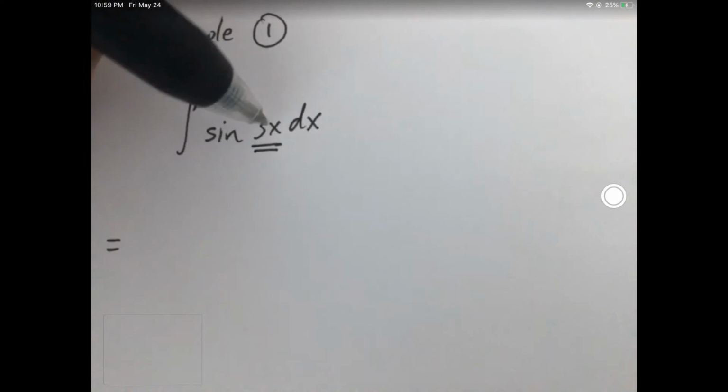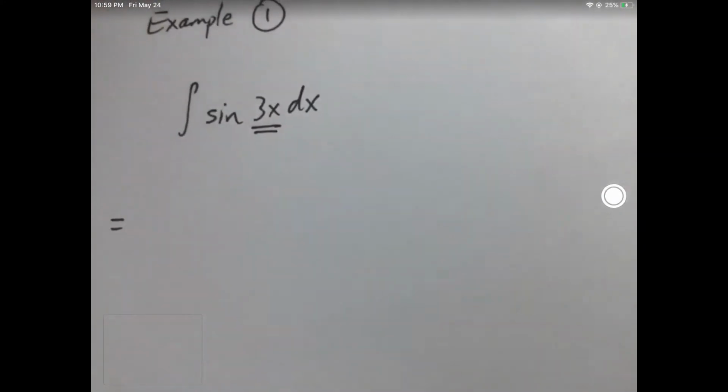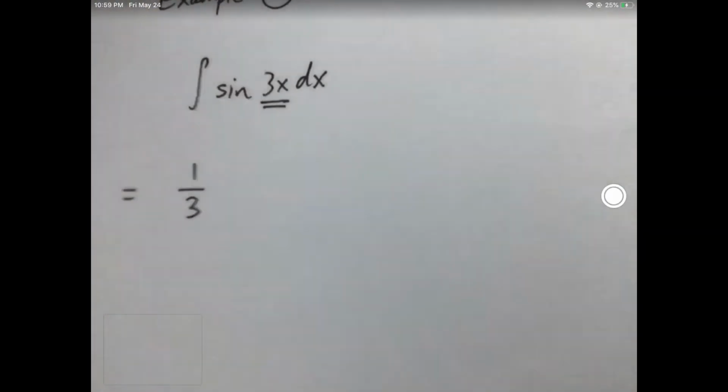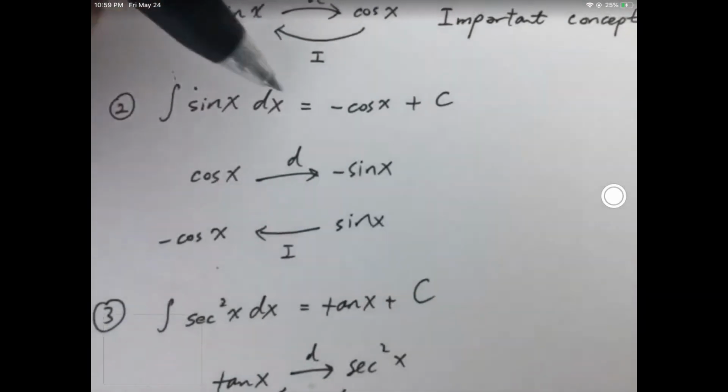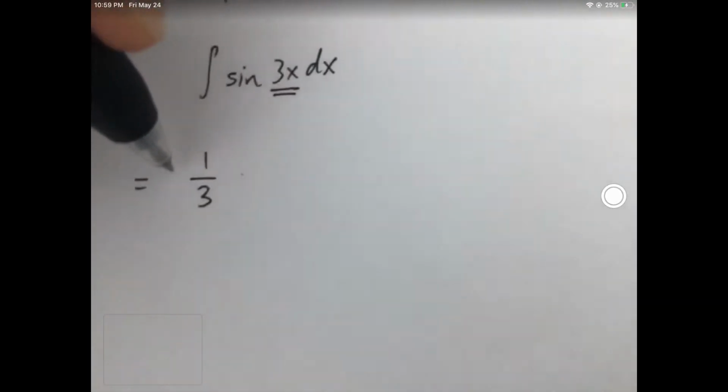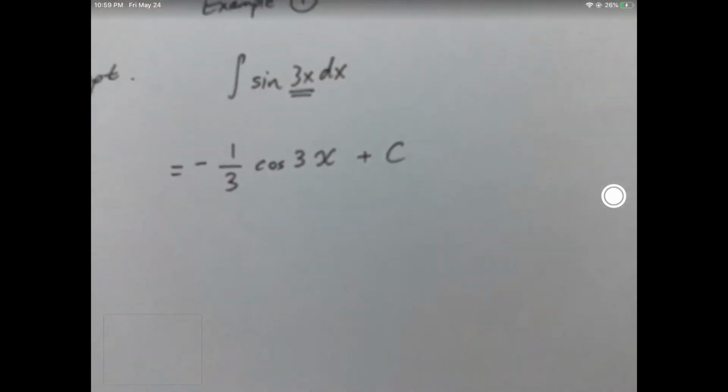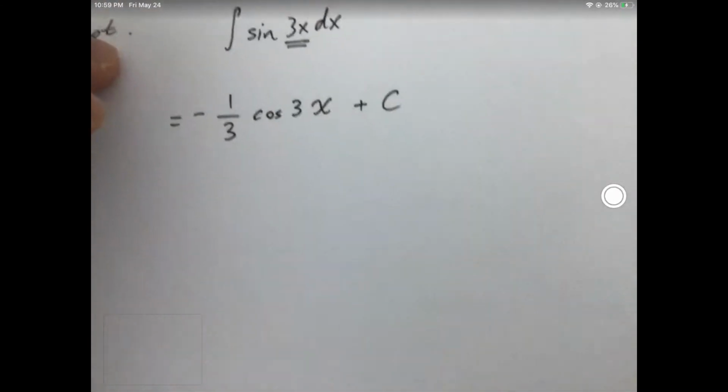So we multiply by 1/3 after we have integrated, which then becomes 1/3 cosine x, but then we need to remember the negative sign, because as we can see, that's the definition with sine: the integral of sine x dx is negative cosine. So then we keep the 3x inside as it is, and then plus c, and that would be the solution of our first example.